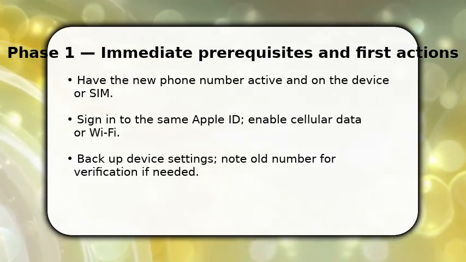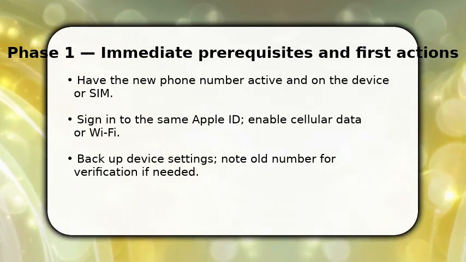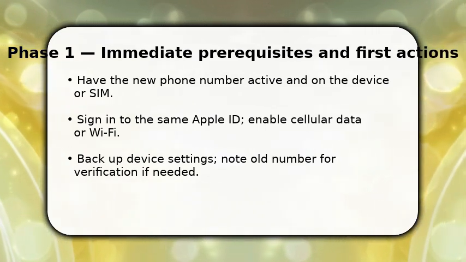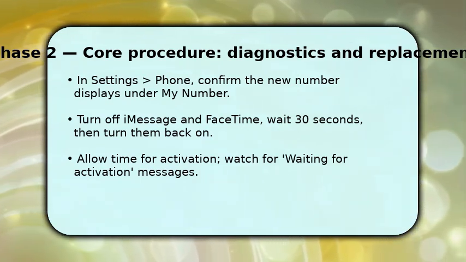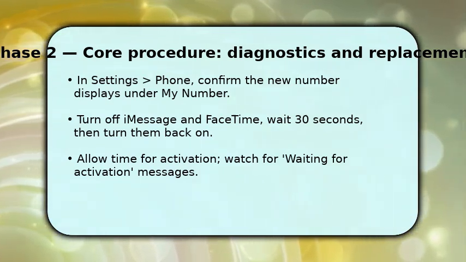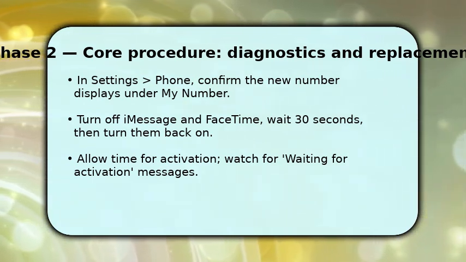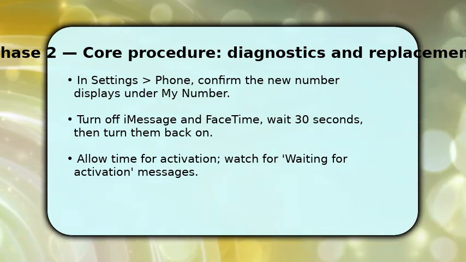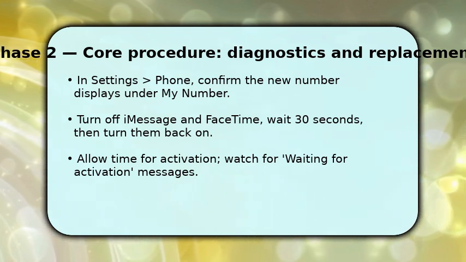Make sure cellular data or Wi-Fi is on, since Apple needs to contact its servers to verify the new number and update other devices. You now change the actual registration. First, confirm the new number appears in Settings, Phone, under My Number, edit if necessary. Then disable iMessage and FaceTime, wait about 30 seconds to clear prior registration, and re-enable them so Apple re-registers the current number. If prompted, choose the new number for both services.